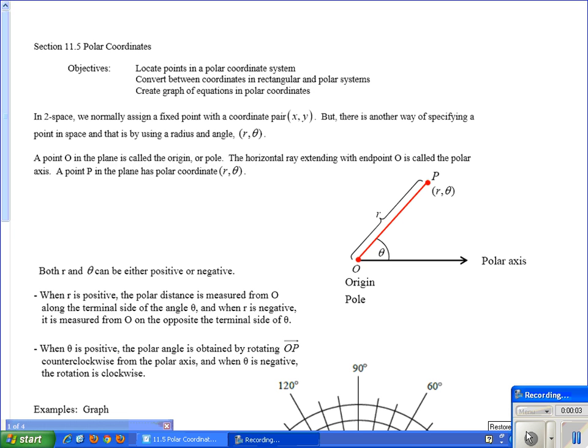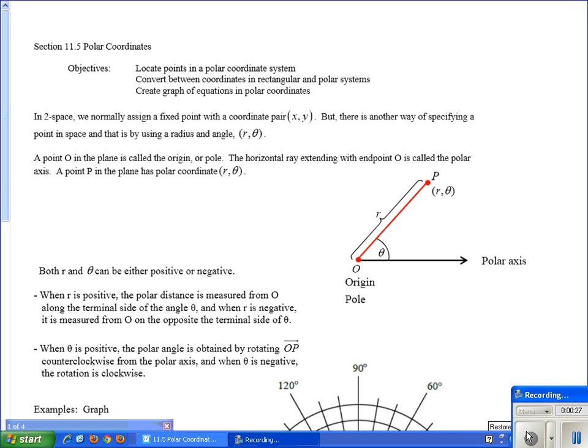Section 11.5 Polar Coordinates. Our objectives are to locate points in the polar coordinate system, to convert between coordinates in the rectangular and polar systems, and to create graphs of equations in polar coordinates. In two-space, we normally assign a fixed point with a coordinate pair x and y. But that's not the only way we can specify a point. We can also use a radius and an angle.